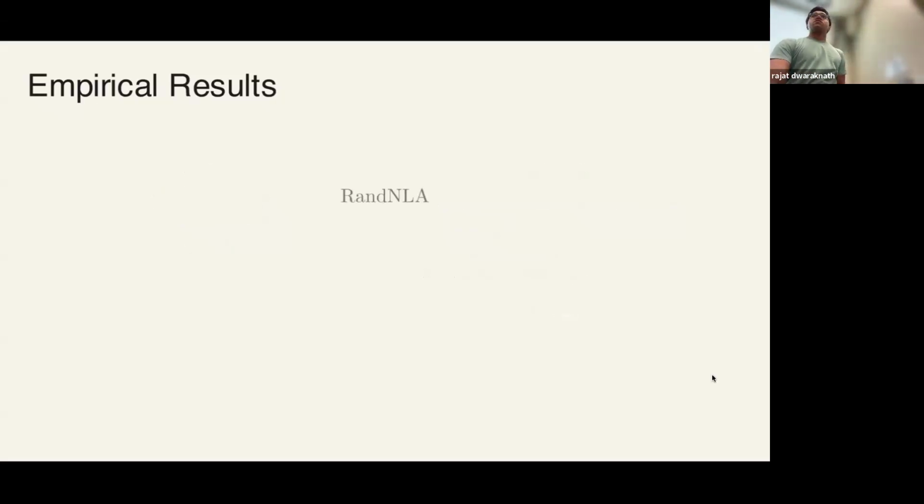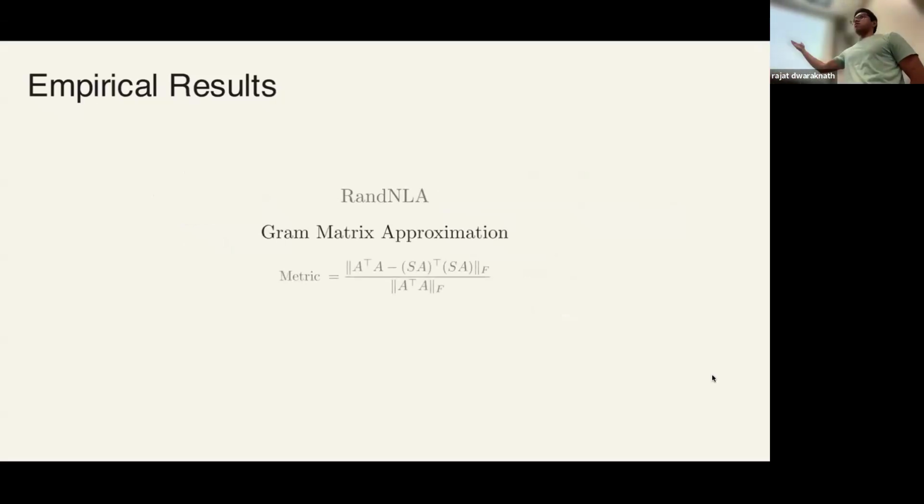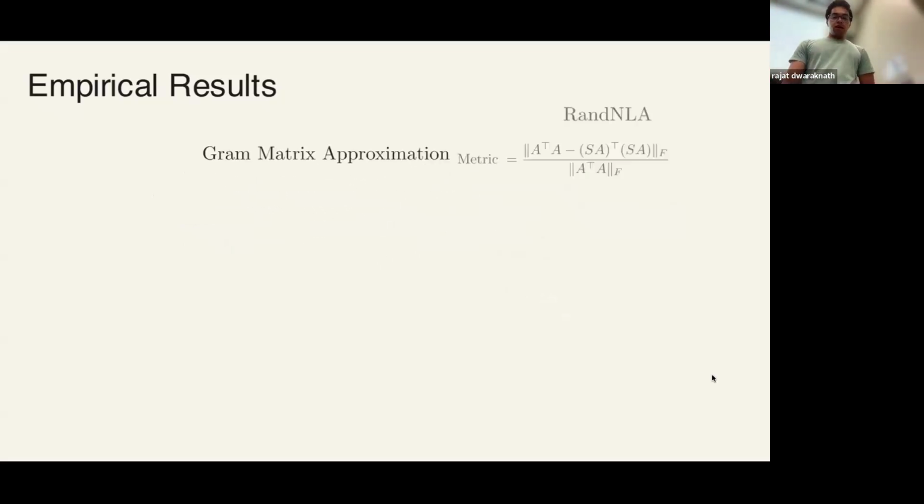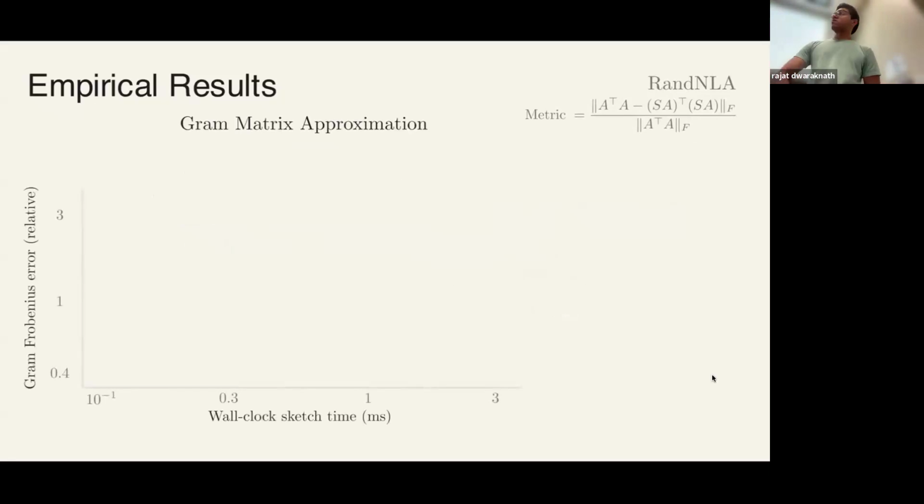So let's just start off with an example from RandNLA, which is just Gram matrix approximation. This is very similar to the epsilon metric we showed in terms of the subspace approximation, but basically you're trying to approximate A transpose A with SA transpose SA. And what we're going to plot is the quality metric we're interested in on the y-axis and the actual time it takes to apply the sketch on the x-axis, right? So this is a speed-quality Pareto curve. And what we want is faster and better quality, so we want to be close to the origin.